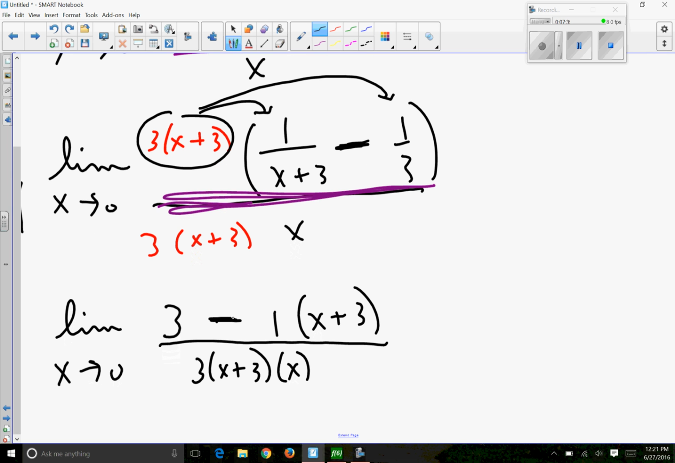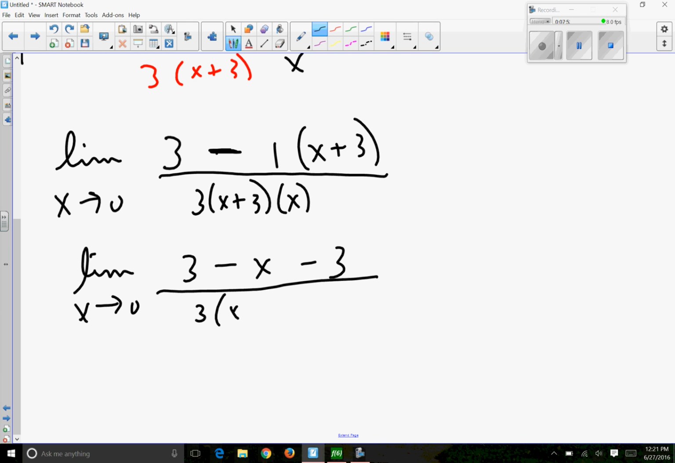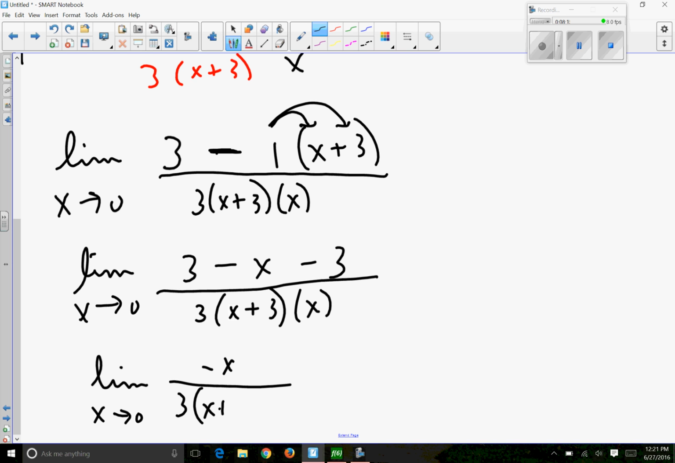We will now distribute this negative 1. Limit as x approaches 0, (3 minus 1 times (x plus 3)) all over 3 times (x plus 3) times x. So we just distributed to get this. Then we see 3 minus 3, which is 0. We now have the limit as x approaches 0 of negative x over 3 times (x plus 3) times x.